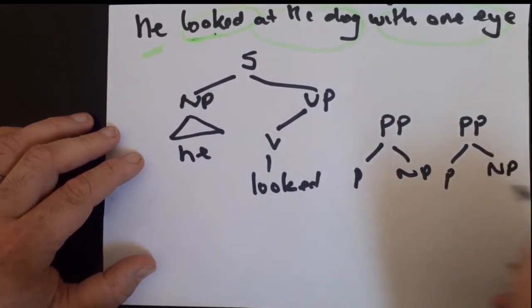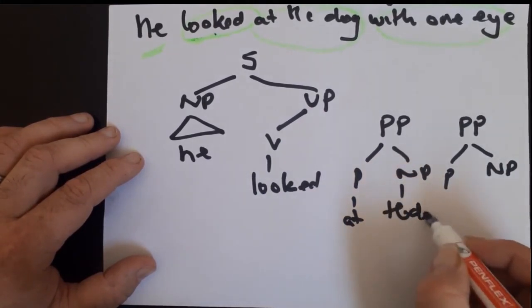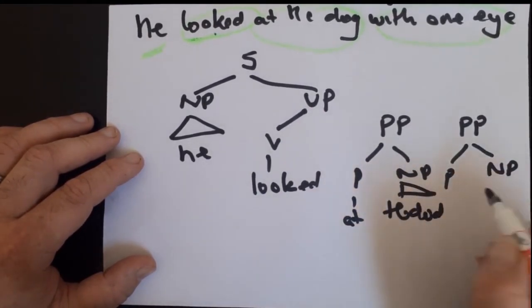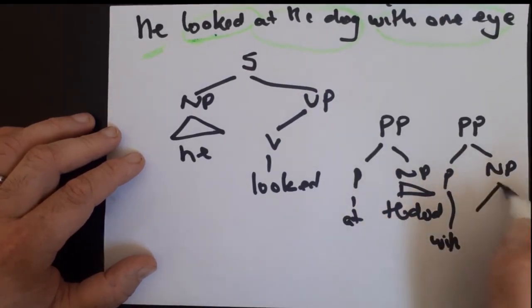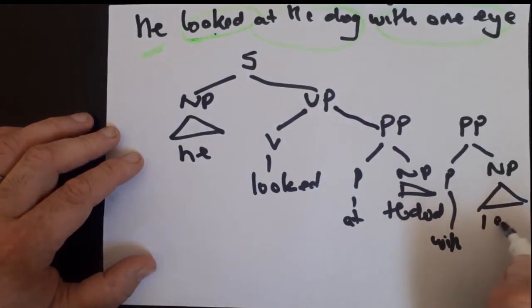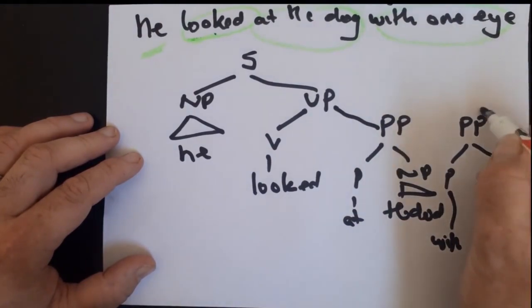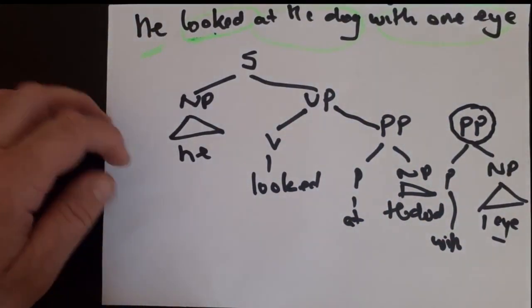So if we think about what this sentence means, there's a verbal looking event, and what is being looked at? Well, it is clearly the dog. So that means that the prepositional phrase is going to link to the verb phrase. That leaves the other prepositional phrase with one eye unaccounted for. What does it link to? And at this point, we might think about the two meanings that the sentence has.